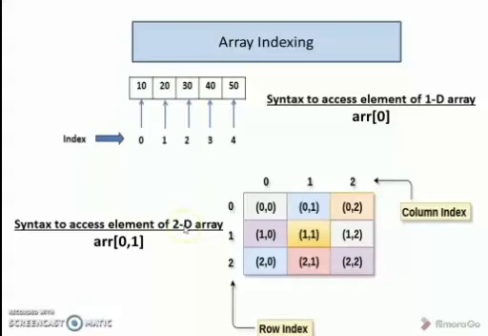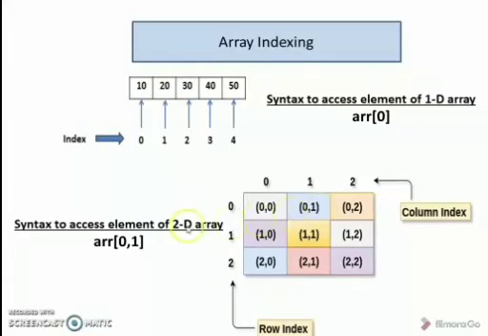To access a 2D array element, we pass 2 parameters. The first parameter specifies the row, the second parameter specifies the column, and rows start from 0. So the first row index is 0, the second row index is 1, and so on. The first column index is 0, the second column index is 1, and so on. So to access this particular element, we write 0, 0. To access this element, we write 0, 1, right?